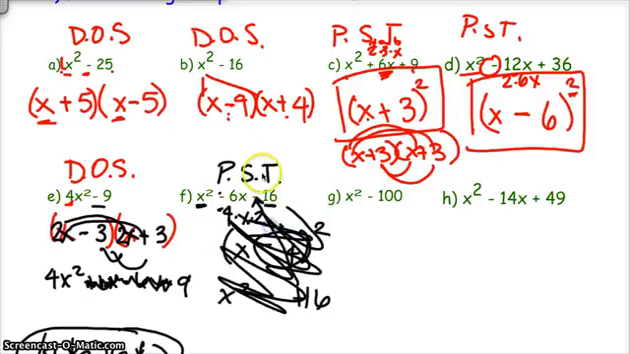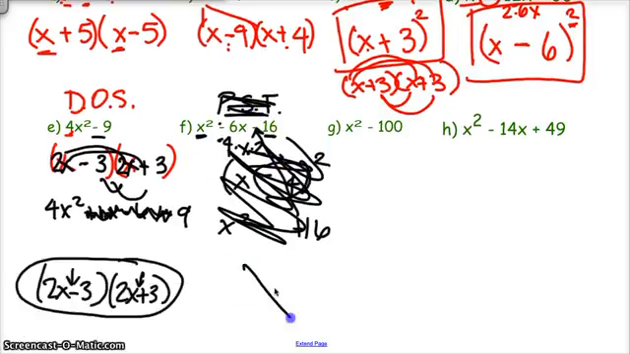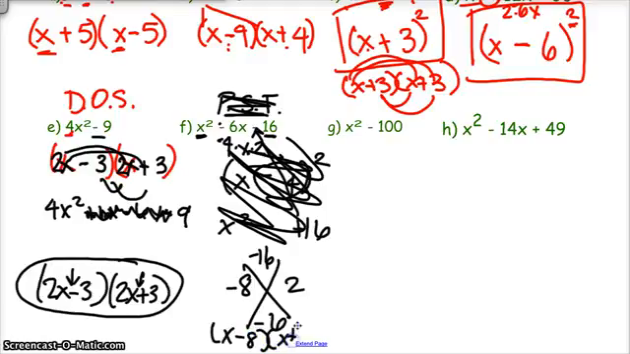This isn't a PST. Doesn't necessarily mean that it's prime. It means that we need another method. Things that multiply to give us 16 that add to give us 8. It's going to be x minus 8 and x plus 2. Nothing wrong with the problem. It can still be done. It's just not special in any way. Go ahead and try letter G.